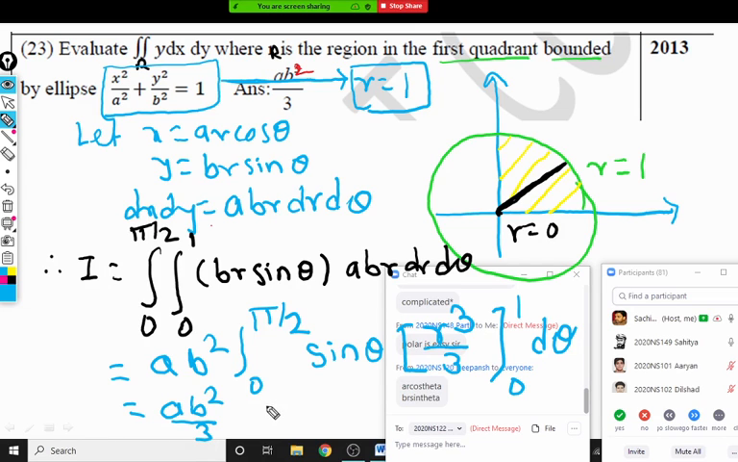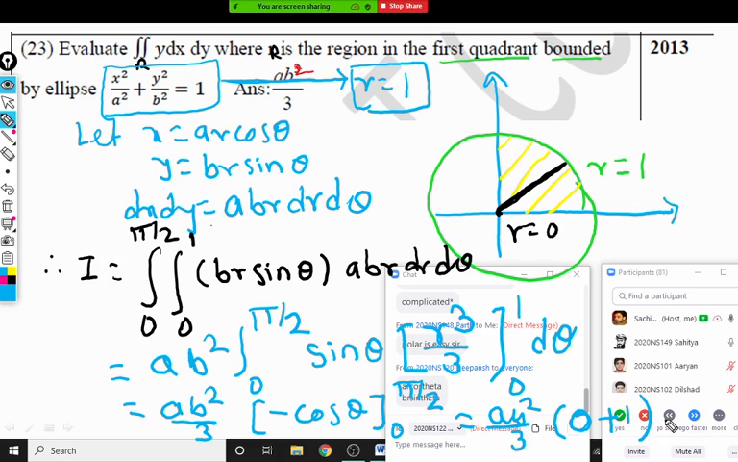The integration of sine theta is minus cos theta. Cos pi by 2 is 0, cos 0 is 1, right? Lower limit has the minus sign, so plus 1. The final answer is a b square by 3.